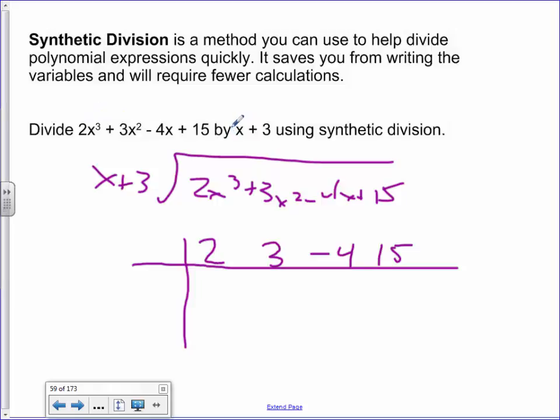Does that make sense? Okay. And then the other thing you put in your grid is this is x plus 3. I'm going to ignore the x and I'm just going to put a 3 right here.